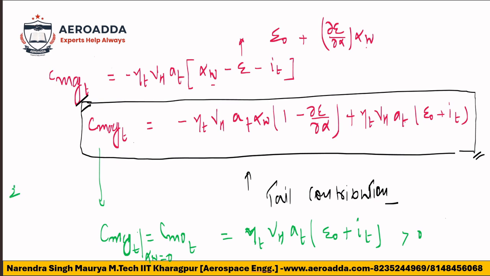You see, this should be positive, that I had given to you. This is the second criteria. What was the second criteria? If you remember, Cm naught should be positive. Cm naught means the pitching moment coefficient about the CG when the lift coefficient of the wing is 0, or the angle of attack of the wing is 0. That is called just Cm naught. I hope you all remember.